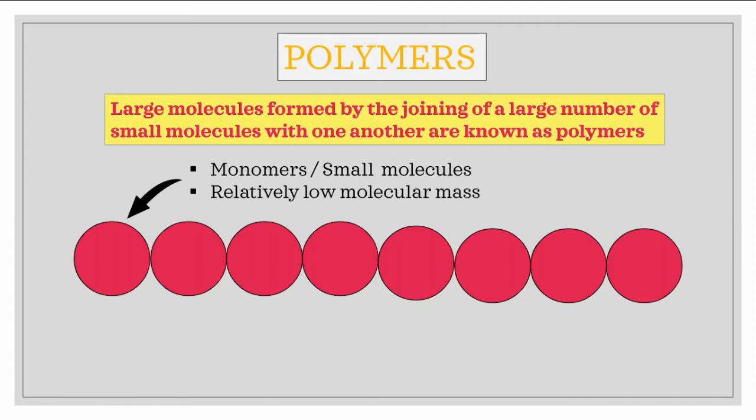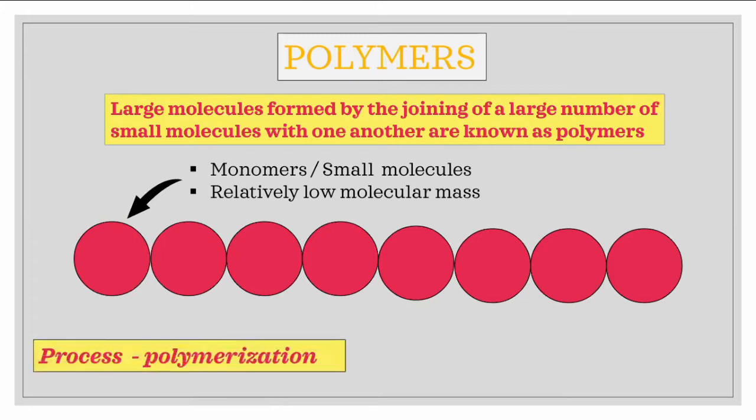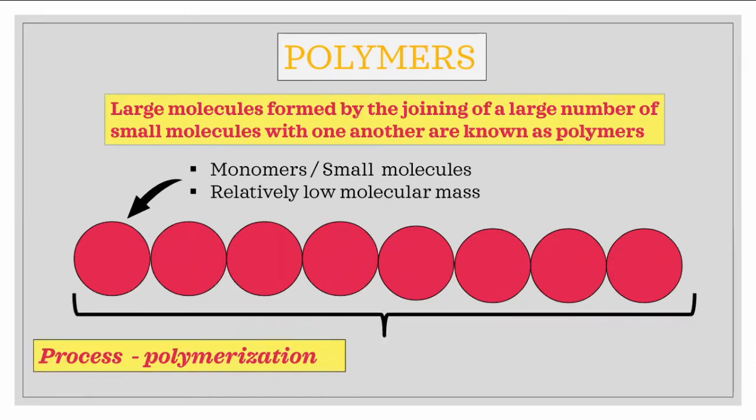Monomers are small molecules with relatively low molecular mass. They link together by a process known as polymerization to produce a large molecule called a polymer. Polymers have very high molar mass. Now let's look at some of the most common polymers in use.